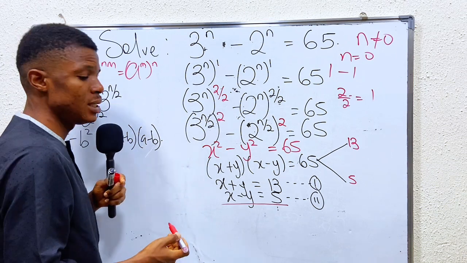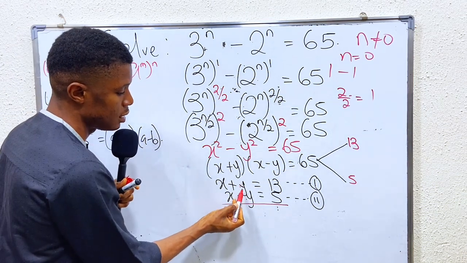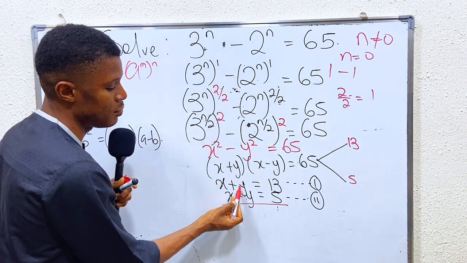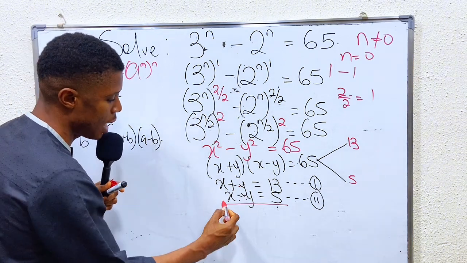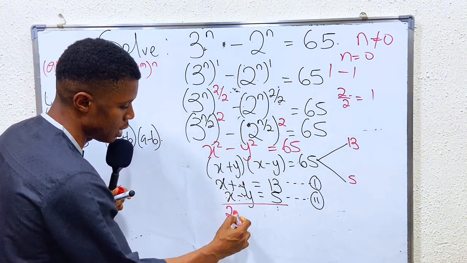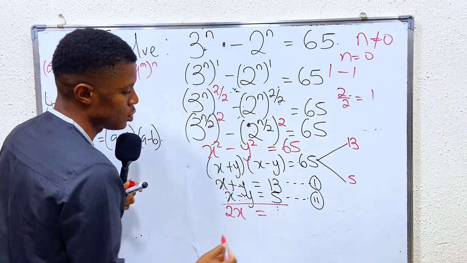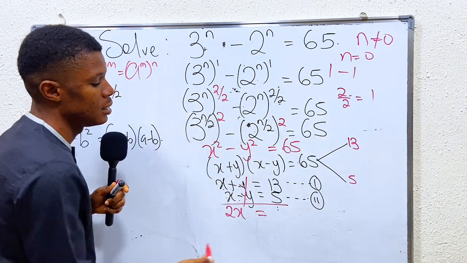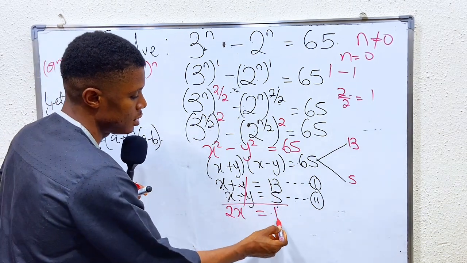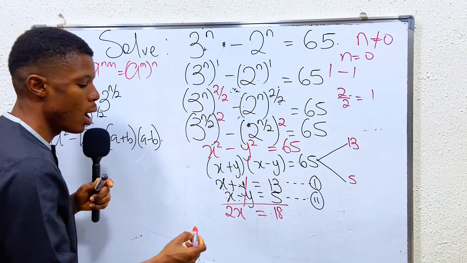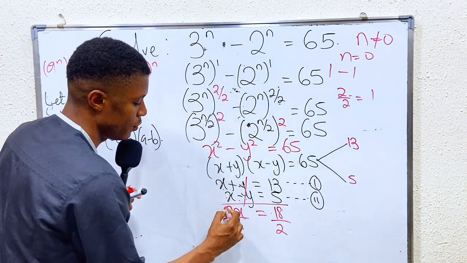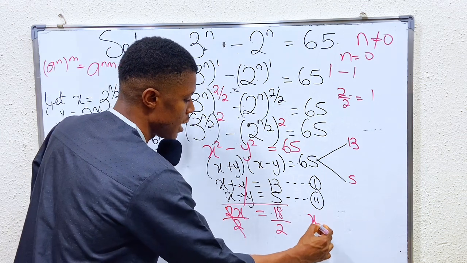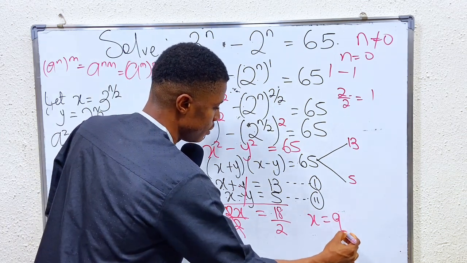It's easier to eliminate y because you can see that the signs are different, the same number, but the sign differs. So we can decide to add the two. If I add the two, x plus x is 2x. And that's equal to, this is now eliminated, 13 plus 5 is 18. To get x, we divide through by 2 and divide through by 2. If you divide by 2, you see that x is just 9.